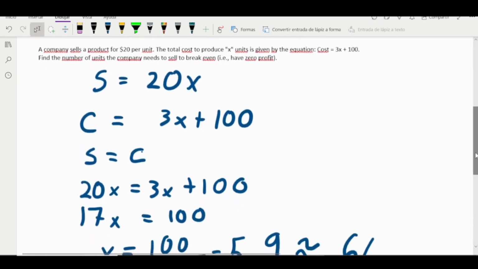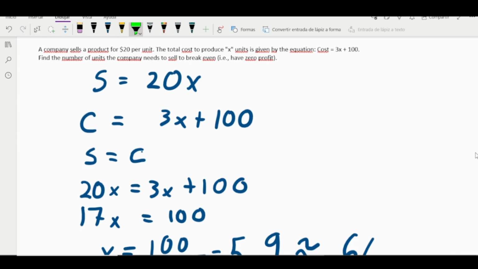The next one is going to be a little more elaborate, but it's going to be the same idea. Okay, we have a description here, and we can elaborate the question. Say a company sells a product for $20 per unit. The total cost to produce x units is given by the equation cost equals 3x plus 100. Find the number of units the company needs to sell to break even. Well, here when we say even, it means to have zero profit.